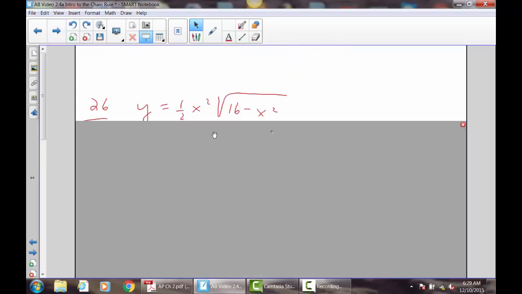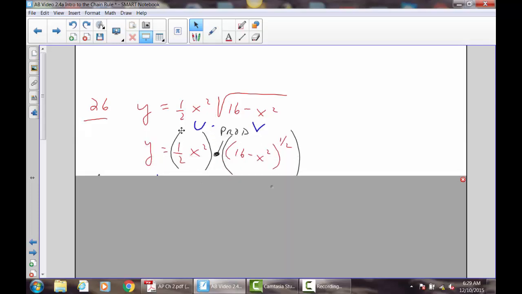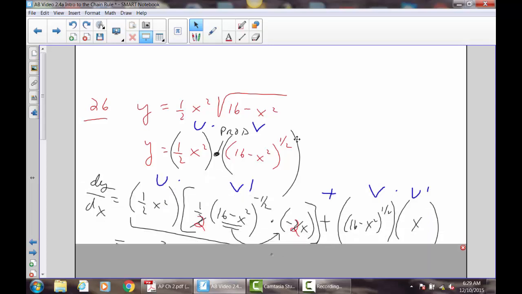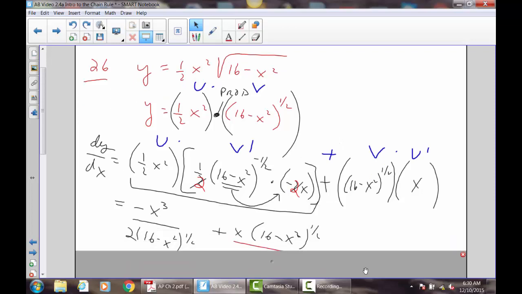Now, this has got a few things going on, because this is the square root of an ugly thing, so there'll be a chain rule here, but there's also a product rule. So I would suggest putting parentheses around the 1/2 x squared and parentheses around the rewritten 16 minus x squared to the half. So here's your product rule. When you get to the derivative of this one, you'll have 1/2 times the ugly thing to the -1/2 times the derivative of the ugly thing.